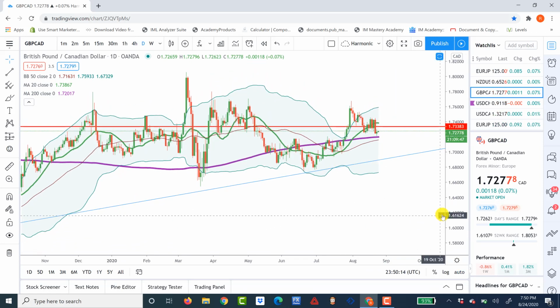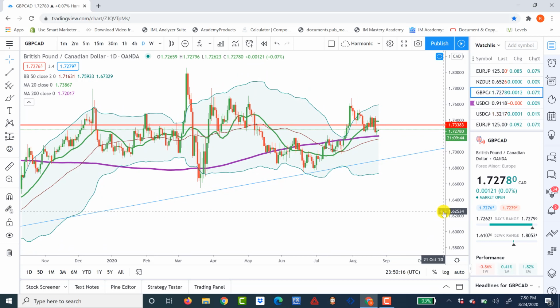So now we're looking at pound CAD. Random pair, very high volume pair, 2 big national currencies. And listen, there's a lot of money to be made in this pair. So look, we're looking at pound CAD.